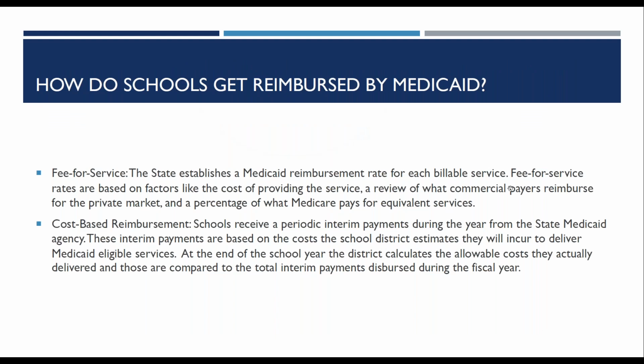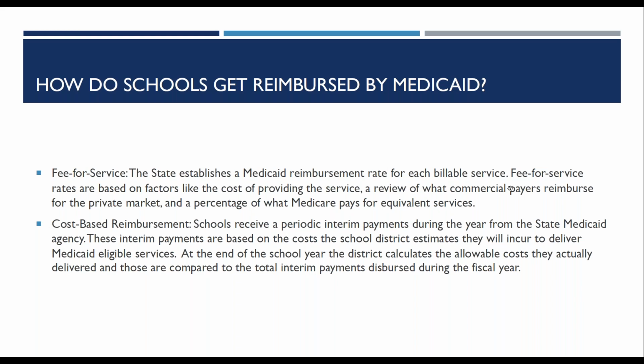And in terms of how they get reimbursement, there are two different processes that states use. There's what's called fee-for-service, and then there's a cost-based reimbursement system. For fee-for-service, the state establishes a Medicaid reimbursement rate for each billable service. It's based on factors like the cost of providing the service, a review of what other entities pay in the private market, and a percentage of what Medicare pays for those services.